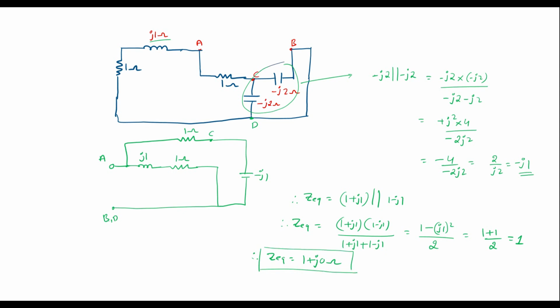So maximum power will be delivered to Zx. According to the maximum power transfer theorem, the maximum power will be delivered to Zx when the Zx value is the complex conjugate of the network impedance. Therefore, the complex conjugate of this is 1 minus J0, which is equal to 1 ohm. So this is the Zx value. If you choose the Zx value as 1 ohm, then maximum power will be delivered. Thank you for watching.